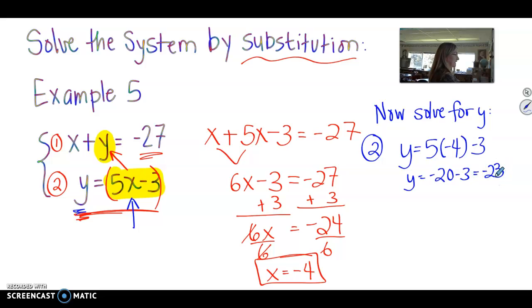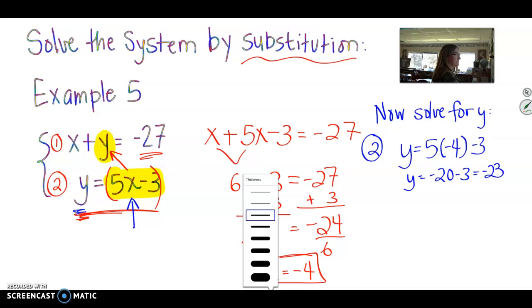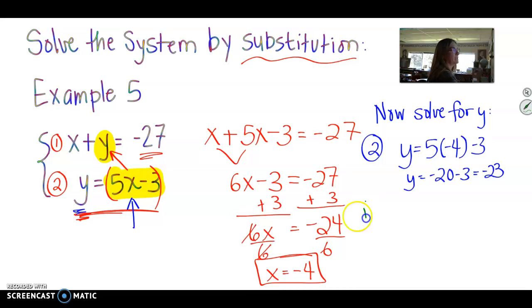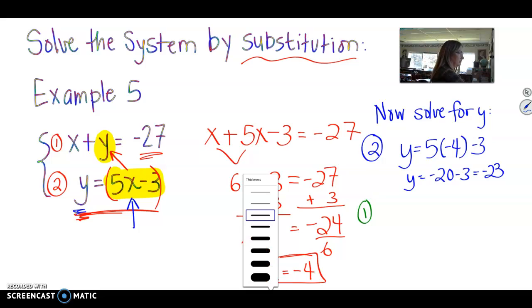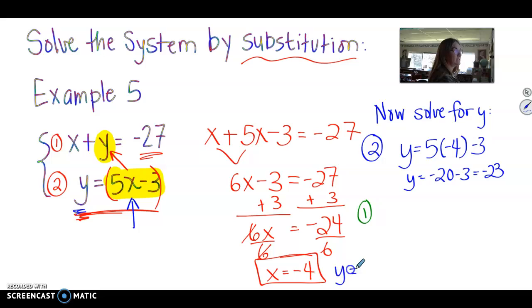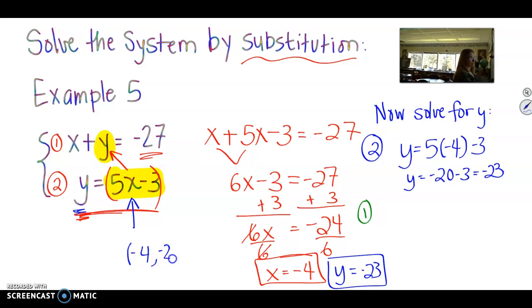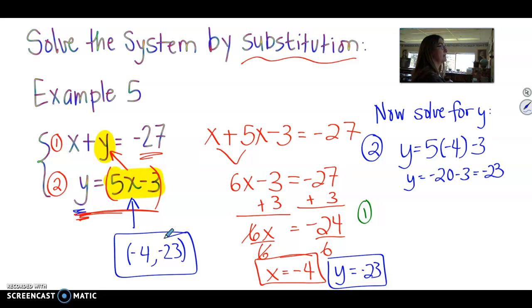So now let's check that answer in equation 1. Equation 1 is x plus y equals negative 27. We found out that y is equal to negative 23. So remember that, like when we were doing it on a graph, we were finding where they intersect. So they intersect at the ordered pair negative 4, negative 23. But I'm going to double check to make sure that is correct. That's an xy ordered pair. Make sure you put x first and then y.